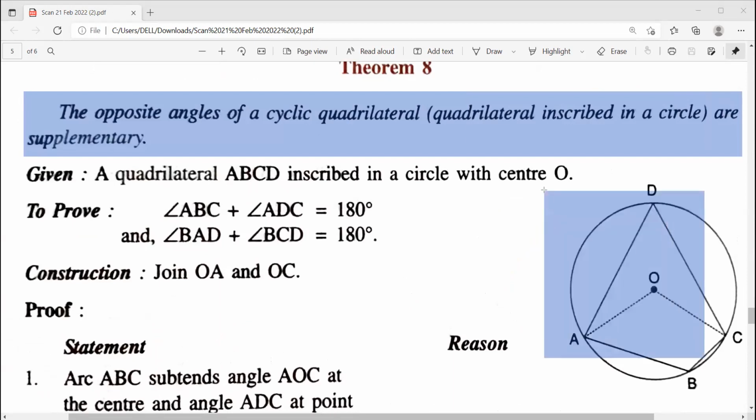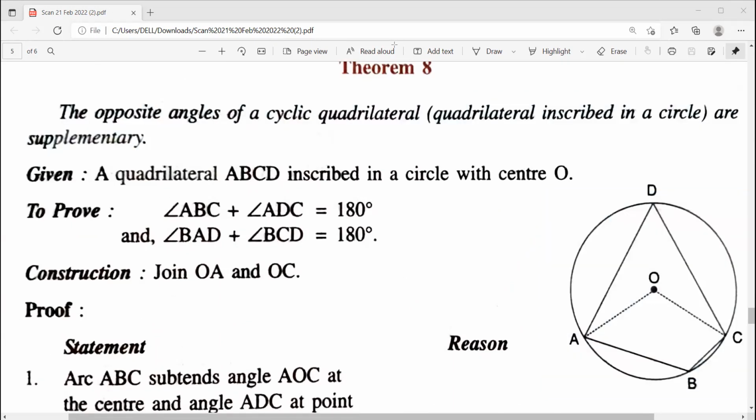Opposite angles of a cyclic quadrilateral are supplementary. You can draw the diagram and just make sure to understand what you are writing. This plus this equals 180 degrees. This plus this equals 180 degrees. You can write them too.